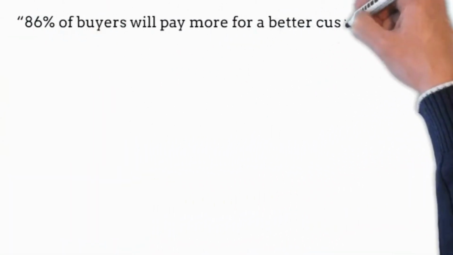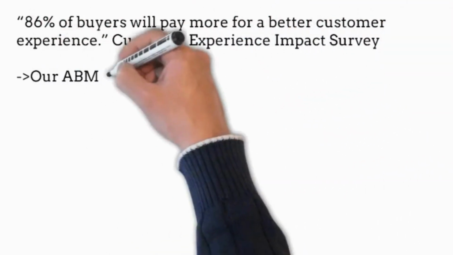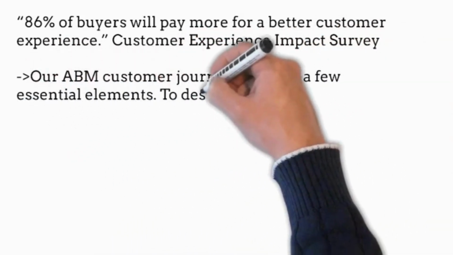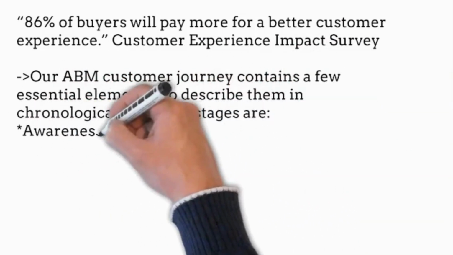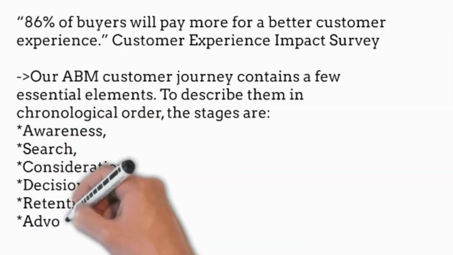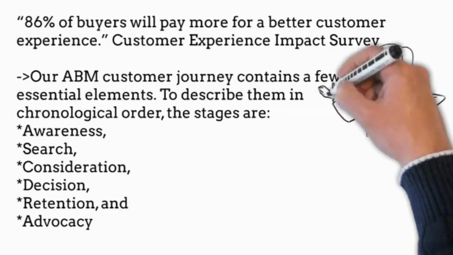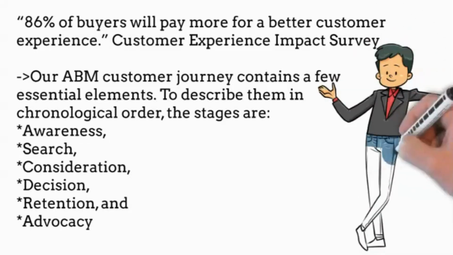To start ABM 6, we know that 86% of buyers will pay more for a better customer experience. Our ABM customer journey contains a few essential elements, and to describe them in chronological order, the stages are awareness, search, consideration, decision, retention, and advocacy. And these are the stages that we would expect our buyers to go through as they progress through their buying journey with us.